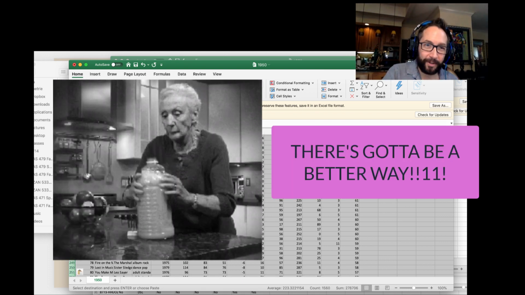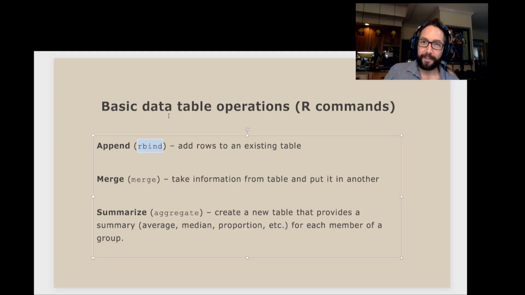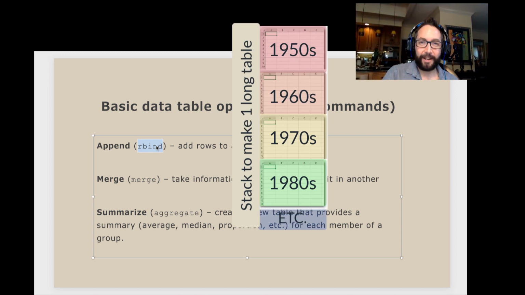And there is, of course. R and other software packages have the tools to quickly essentially stack data sets on top of each other, what we're going to call the append operation, and we're going to be using the command rbind in R to do so, R for rowbind.